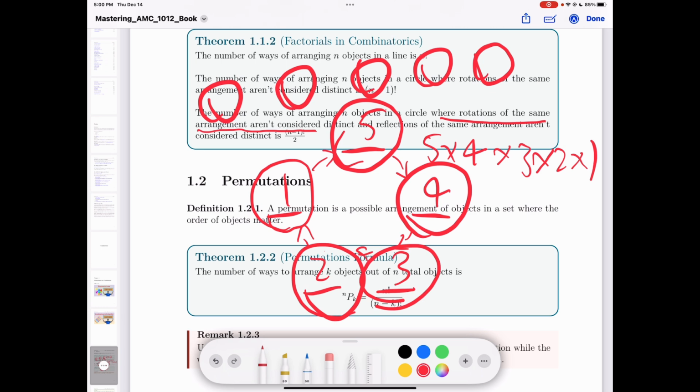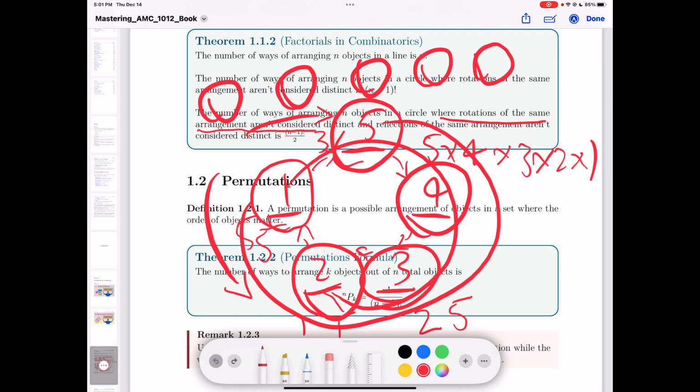A circle where rotations of the same arrangement are considered distinct. Would moving it this way be the same as moving it this way? If 1, 5, 1, 5, 3, this is 2. So moving that one way counterclockwise will give us this. Or if we move it 4 times clockwise, we get 1, we get 5. Oh, that makes sense. 5 actually is here though. So 1 to here, and 5 is to here.